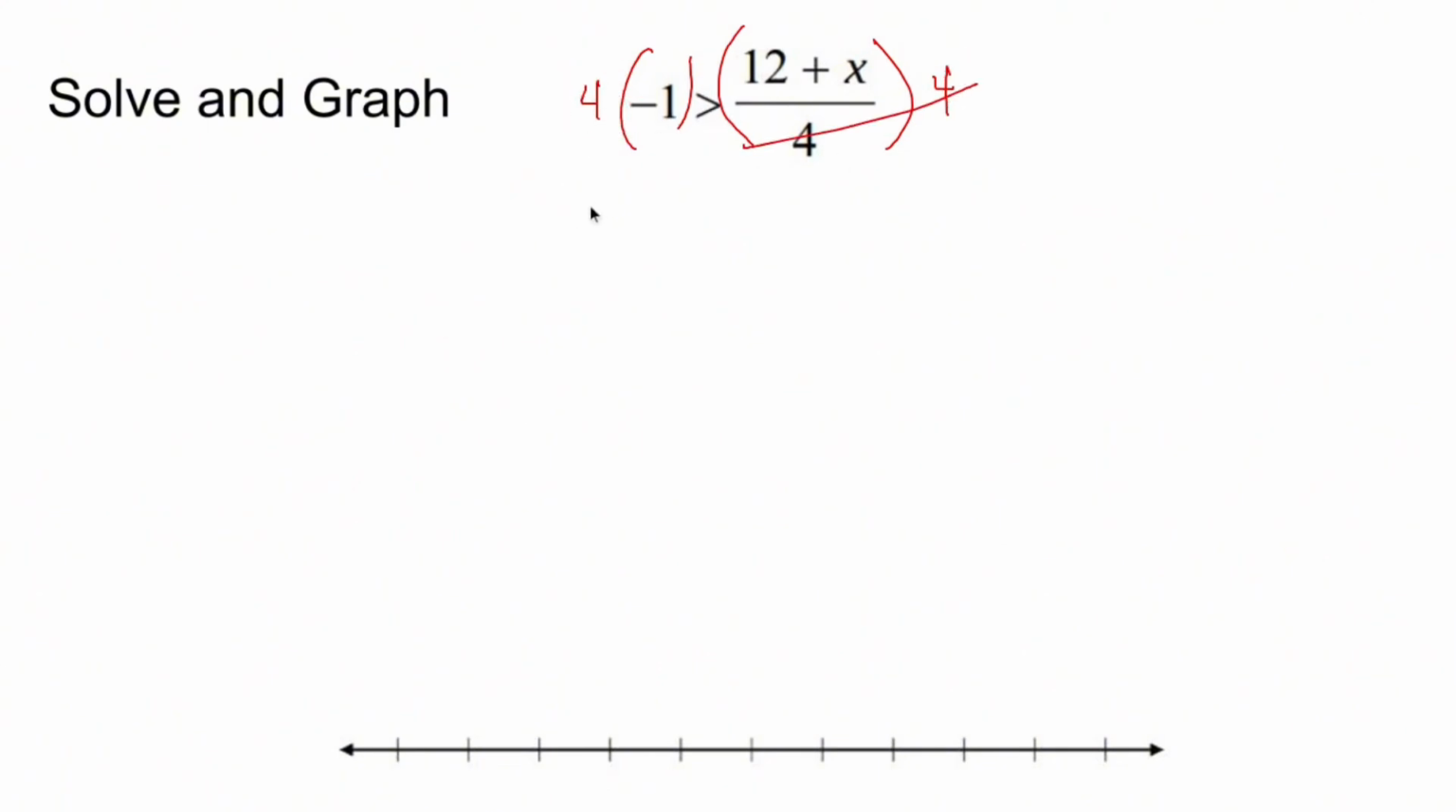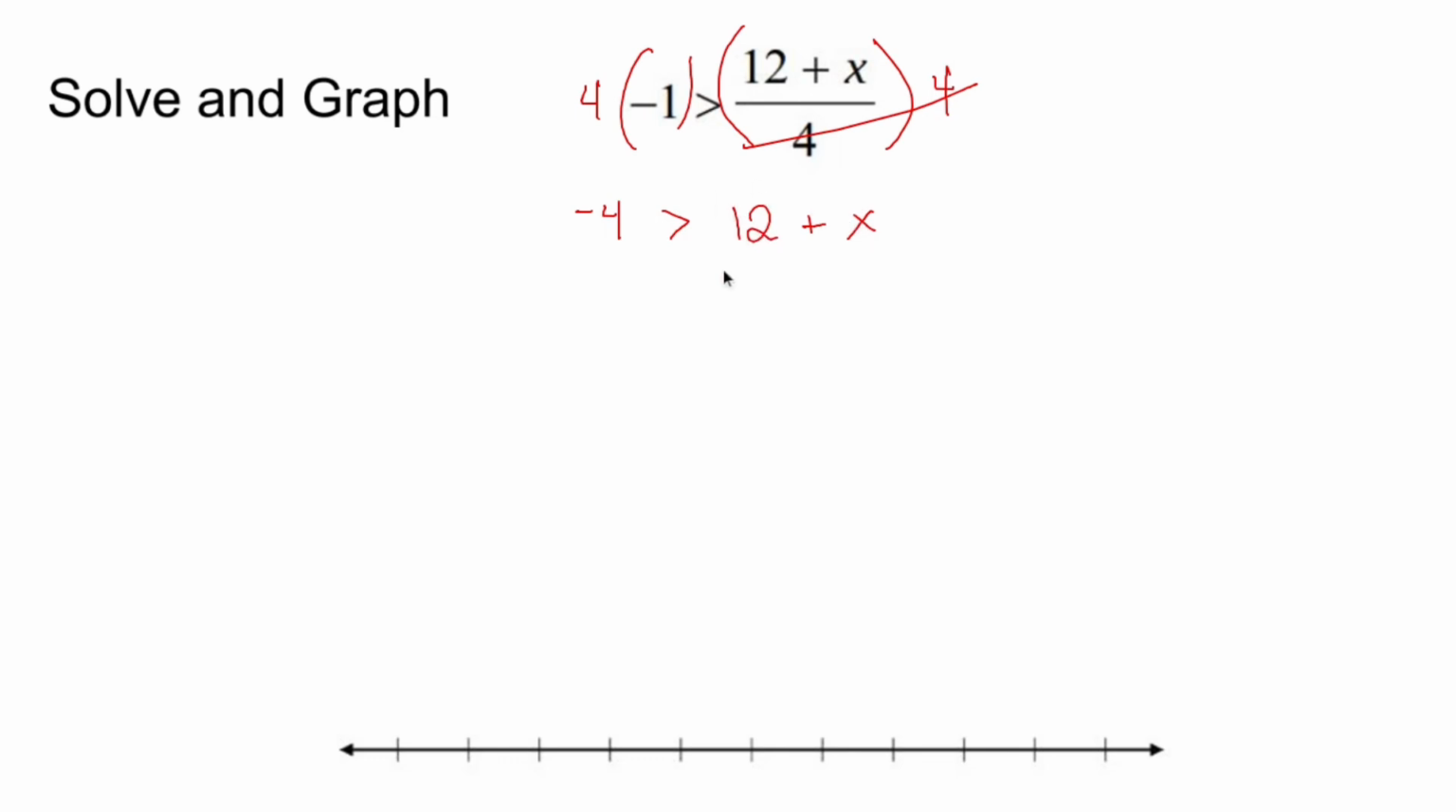4 times -1 is -4. -4 is greater than, now that the 4's are gone, 12 plus x. Now, remember, solving an inequality is the same as solving an equation with 2 extra rules. One of those rules will apply. We'll get there. But x is not all by itself.